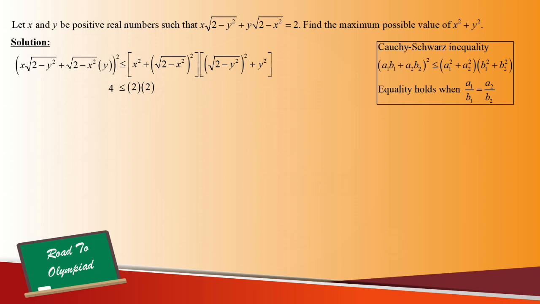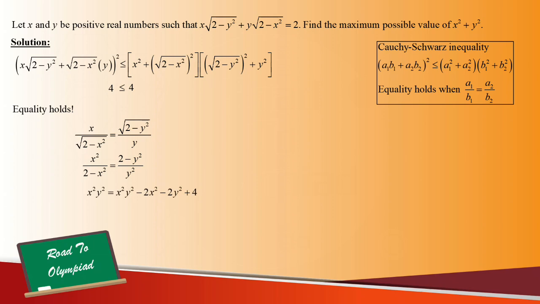which gives us again 4. This is to say that the equality holds in these situations, and for equality to hold in Cauchy-Schwarz inequality, we must have x over square root of 2 minus x squared is equal to square root of 2 minus y squared over y. Squaring both sides, cross multiplying, and simplifying again, we have 2x squared plus 2y squared is equal to 4, which gives us x squared plus y squared is equal to 2. And this marks the end of our first solution.